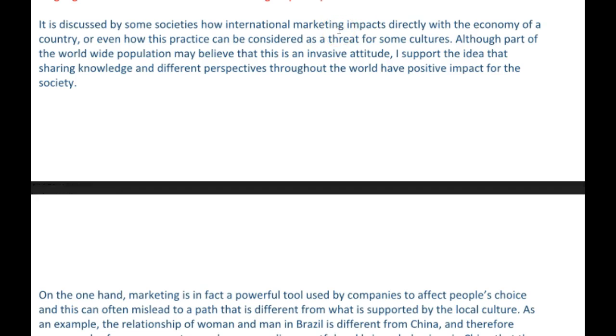Let's try it again. It is discussed by some societies how international marketing directly impacts the economy of a country, or even how this practice can be considered as a threat for some cultures. Okay, we fixed it. Although part of the population worldwide should be one word. Population may believe that this is an invasive attitude. I support the idea that sharing knowledge and different perspectives throughout the world has, because it's sharing, that's your lead verb noun here, has a positive impact for the society.